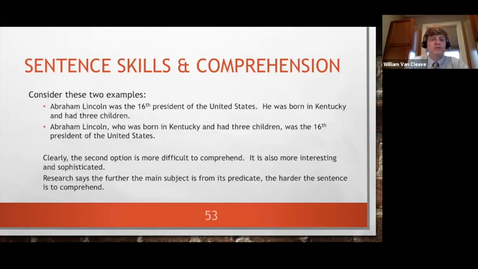So consider these two examples. These are more of those relative or adjective clauses. Sentence 1 says, Abraham Lincoln was the 16th president of the United States. And then the follow-up is, he was born in Kentucky and had 3 children. The second possibility is, Abraham Lincoln, who was born in Kentucky and had 3 children, was the 16th president of the United States. And you can see the second option is more difficult to understand, but it's also more interesting and more sophisticated. So you've got that syntactic variety.